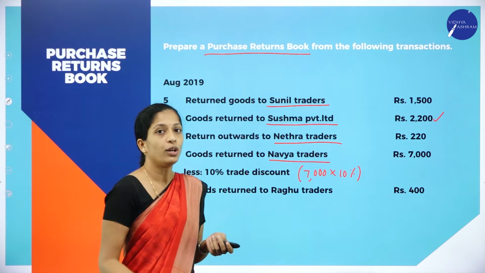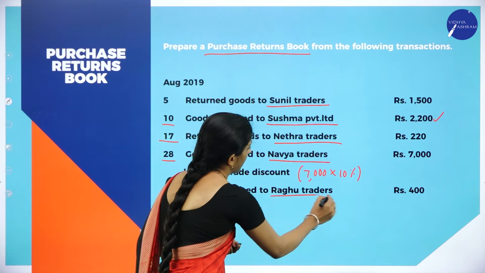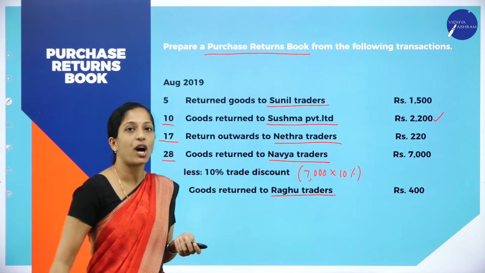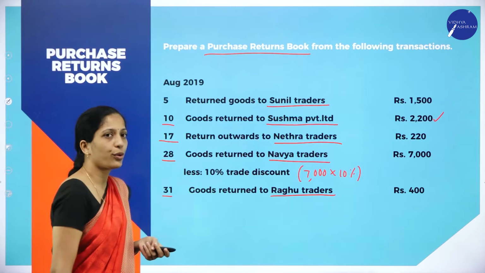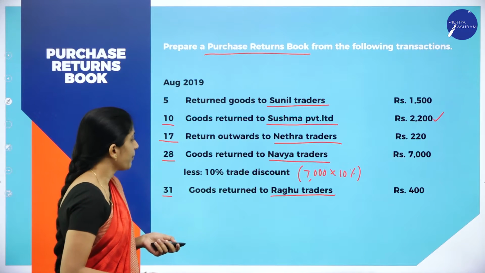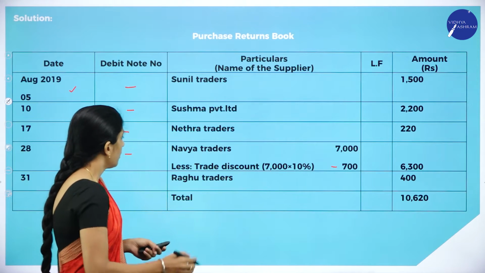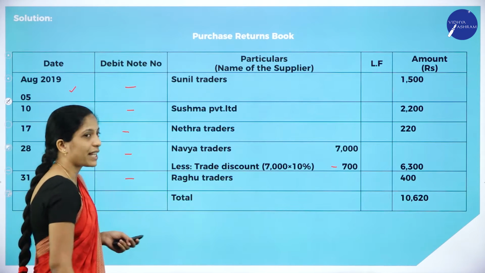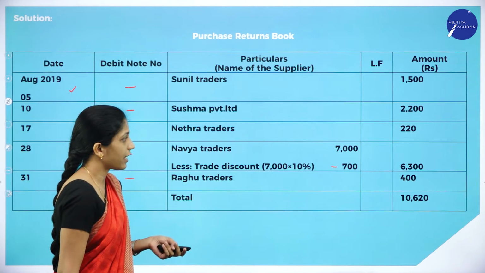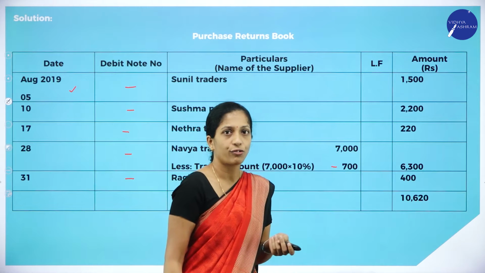Moving on to the next transaction, that is 31st August 2019. Goods returned to Raghu Traders. So name of the supplier is Raghu Traders. What is the amount? 400. So how do we record? So we'll write the date, that is 31st. Debit note number is empty. Name of the supplier is Raghu Traders and the amount is 400.